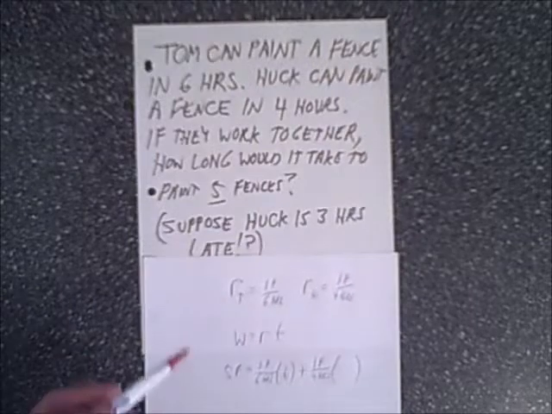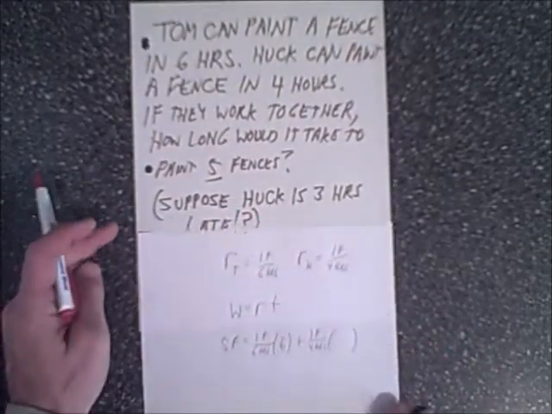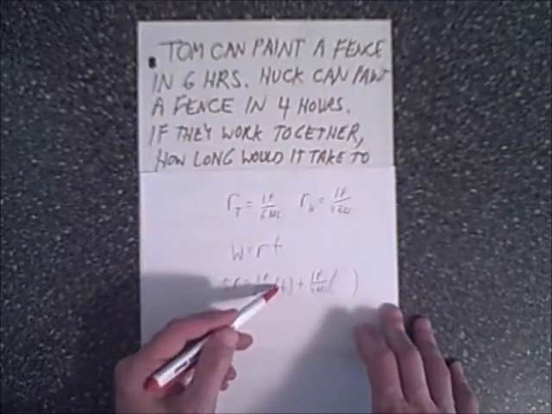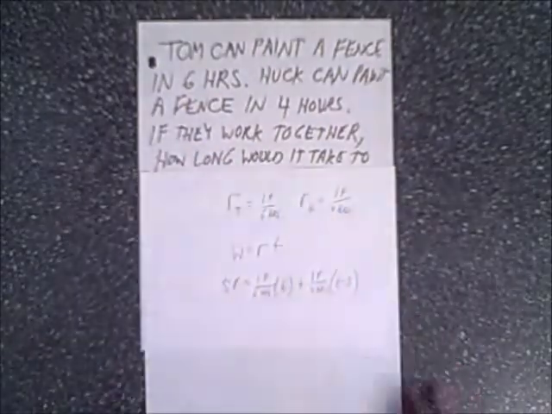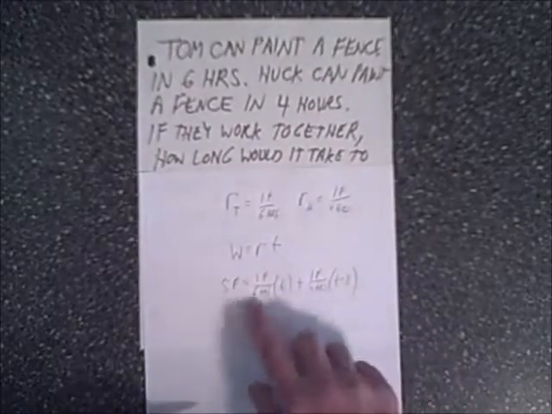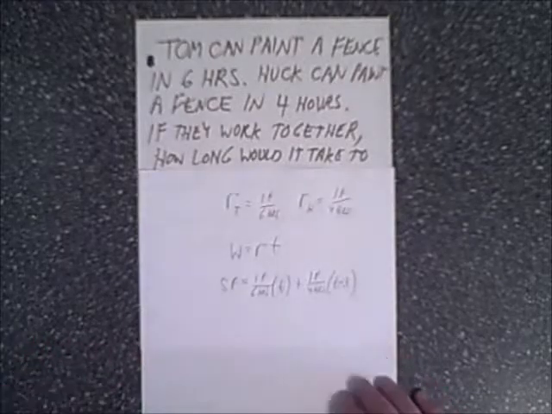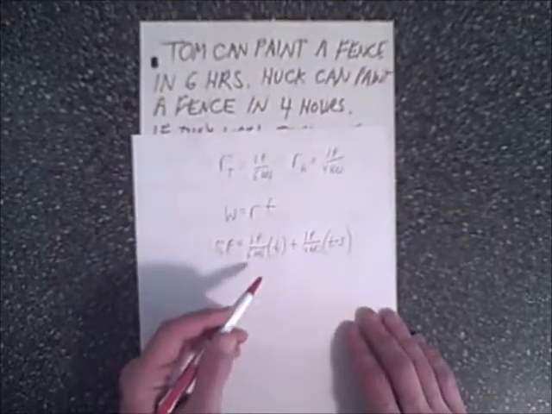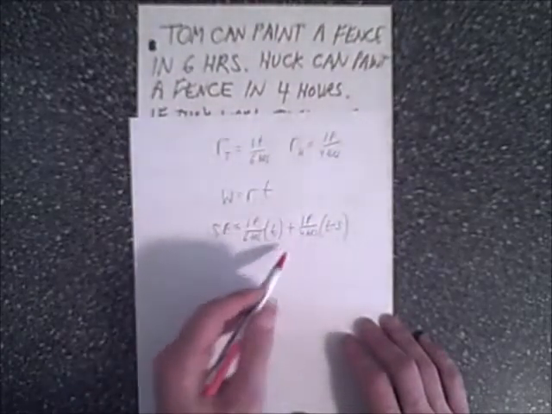And again, going back to our new criteria, Huck is 3 hours late, okay? Which means Tom is going to spend t time painting, and Huck is actually going to spend 3 hours less painting. So basically, we have a new equation with a slight variation, but we'll solve it the same way. What I like to do again is get rid of these denominators. So I'll multiply by the least common multiple, which is 24 hours.